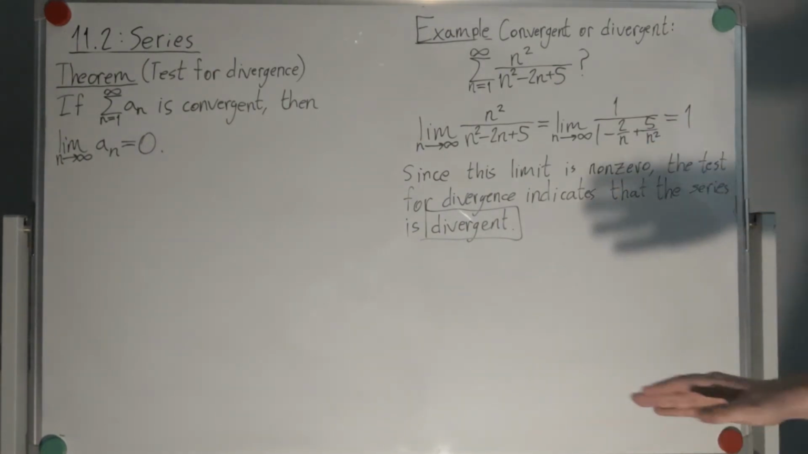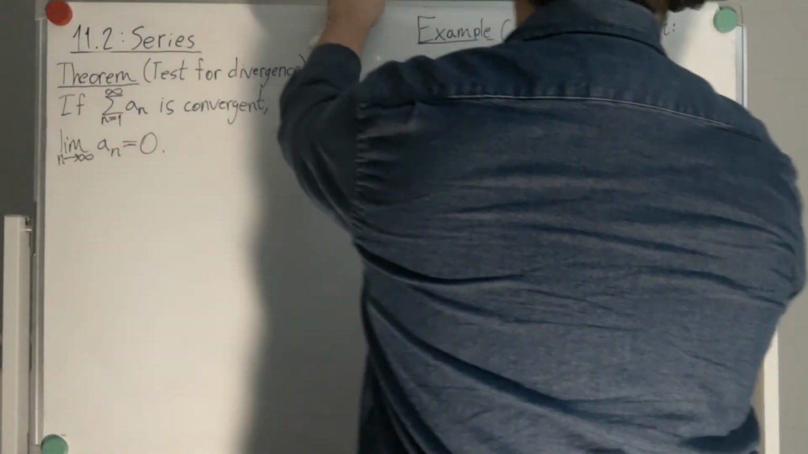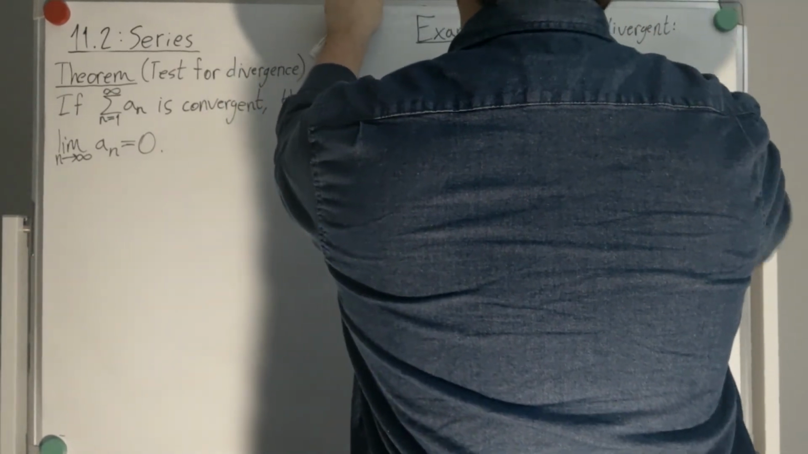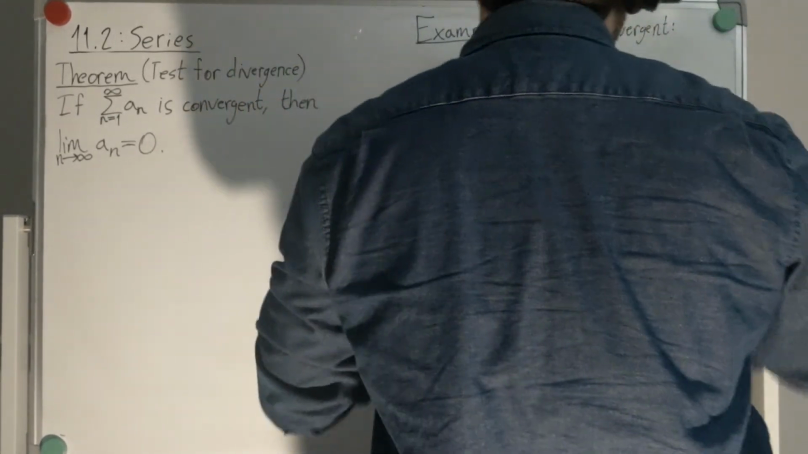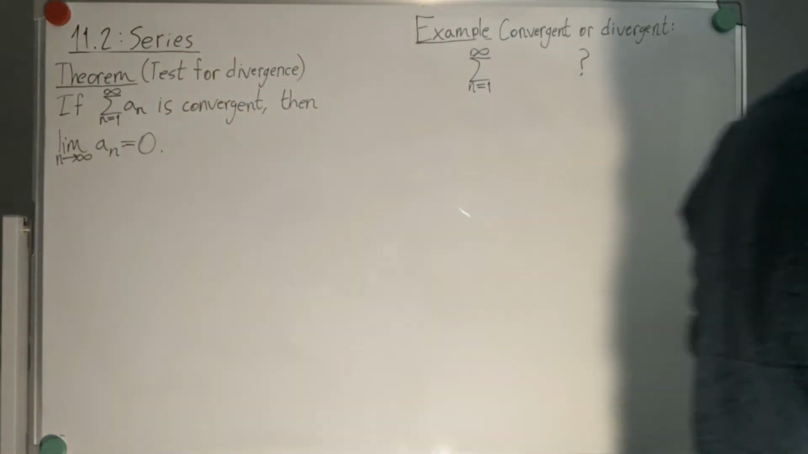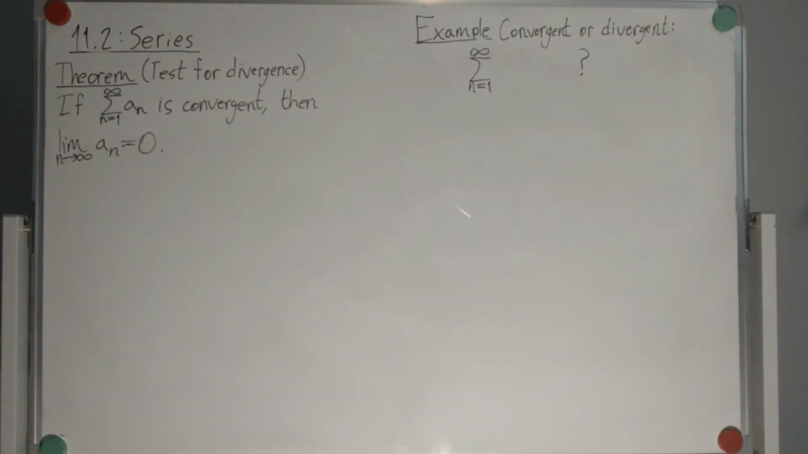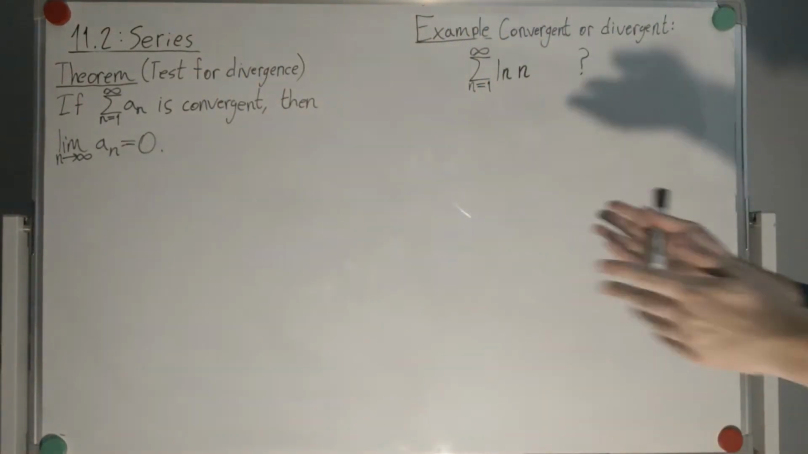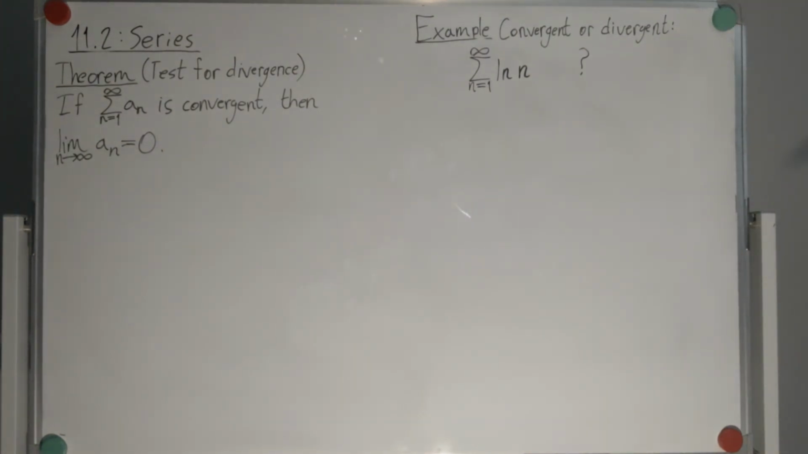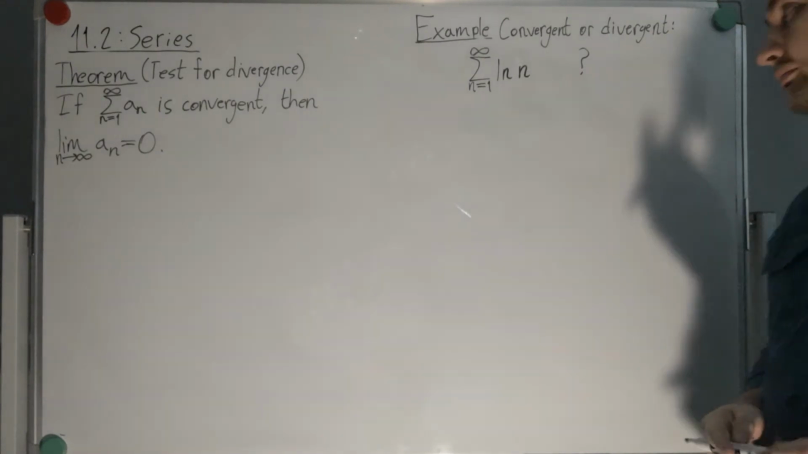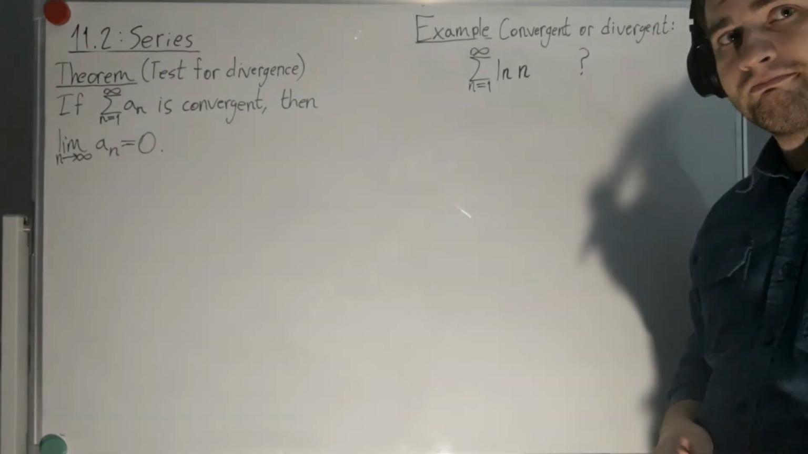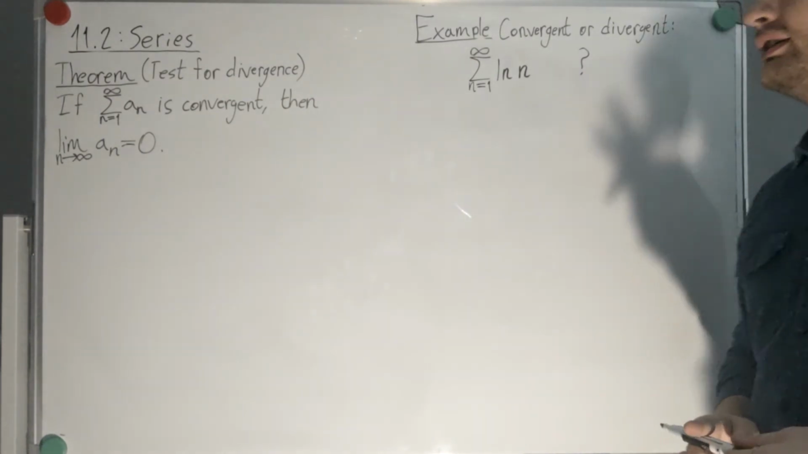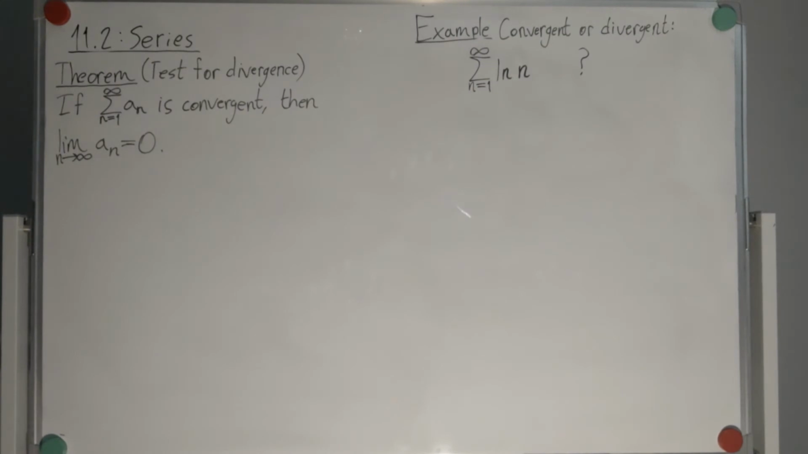Okay. Let's do another example. So this time, it's the same question. We're going to determine whether this is convergent or divergent. This series, though, it's going to be the sum of the natural log of n, when n equals 1 to infinity. Okay. Well, again, it's not geometric and it's not telescoping. So let's see if the test for divergence can tell us anything.